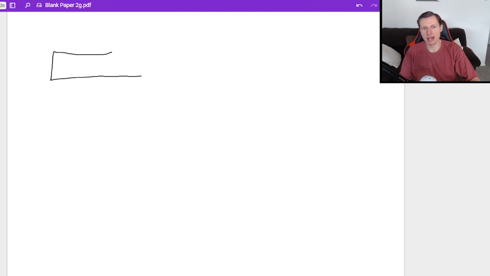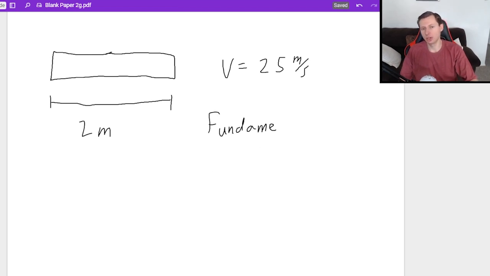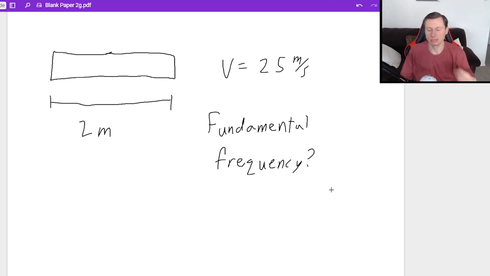Let's say that I have a both ends closed case. The length of this guitar, maybe it is, let's say, 2 meters long. And let's say the wave is moving with the velocity of 25 meters per second. What I'd like to know is, what is the fundamental frequency of the tone produced by the guitar?